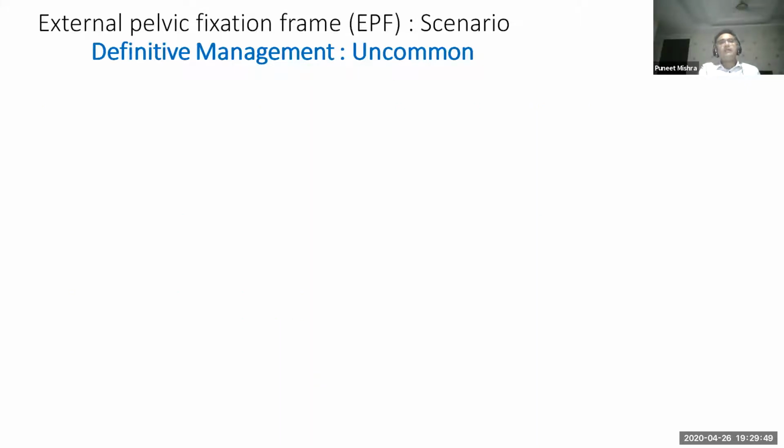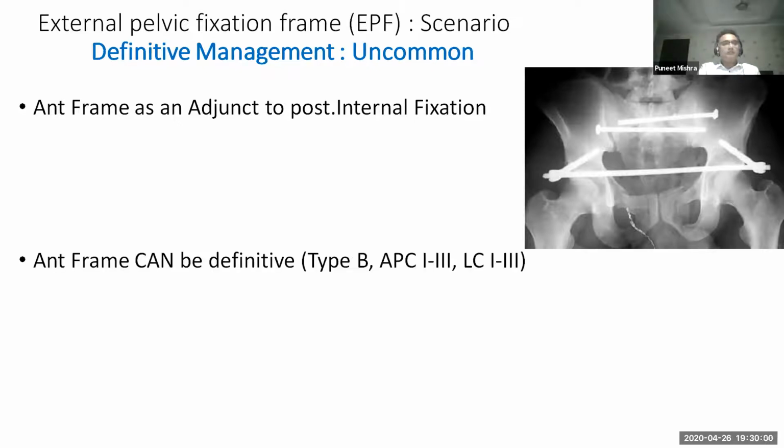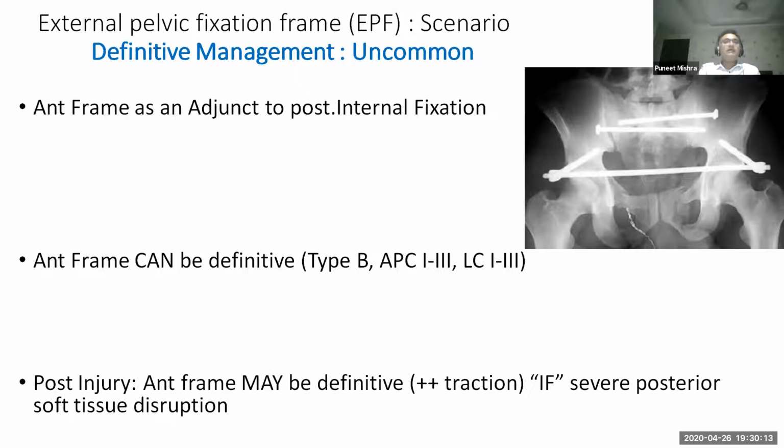And the rare or uncommon indication, I would say, for external pelvic fixation would be as an adjunct to definitive posterior internal fixation, where the anterior part of the injury can be stabilized with an anterior frame. Sometimes the anterior frame can be definitive treatment also in certain open book injuries, APC1 to APC3 injuries, LC1 to LC3 injuries, depending on fracture morphologies. It can be a definitive treatment depending on a case-to-case basis. And in certain cases where the patient has a severe posterior soft tissue disruption, an anterior frame along with traction can sometimes serve as a definitive way of fixation, where you will have to accept a certain degree of malunion.